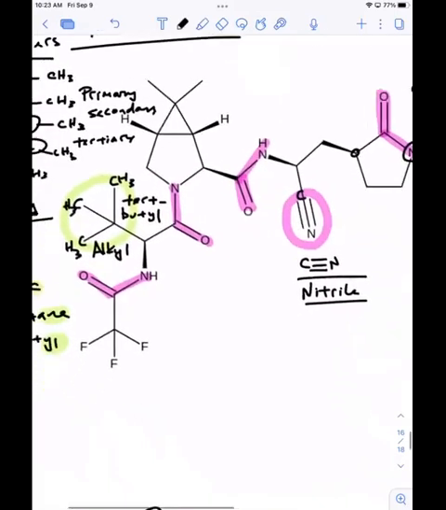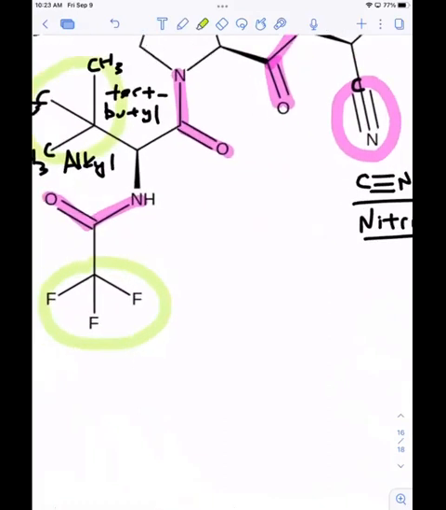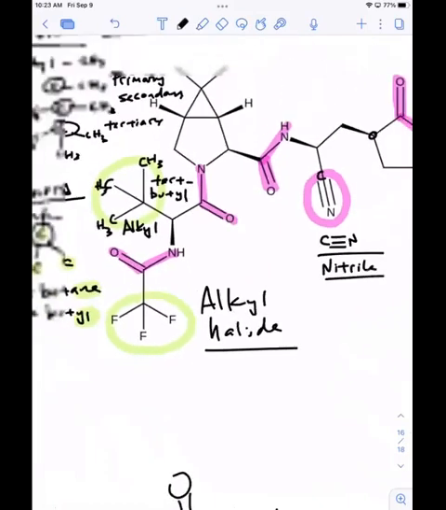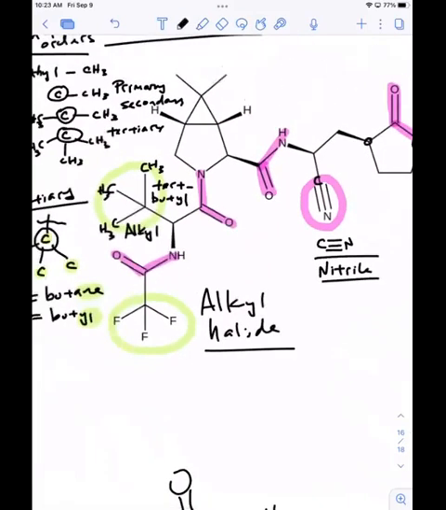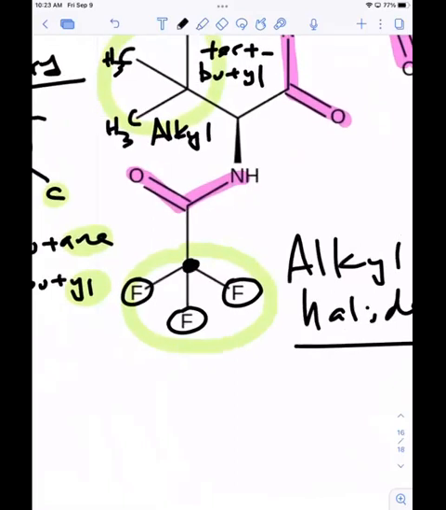Let's go to here. We call that an alkyl halide. Alkyl because of the carbon, halide because of the fluorines attached to it, right? Fluorines are in group 7 on the periodic table. So those are halogens. And so we call something like this that has alkyl groups and halogen groups together in the same molecule an alkyl halide.